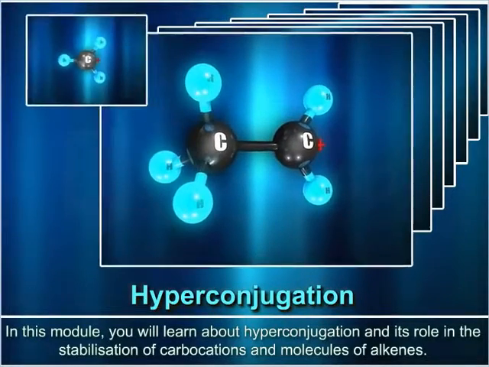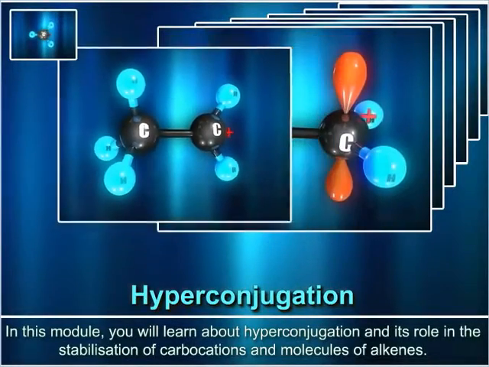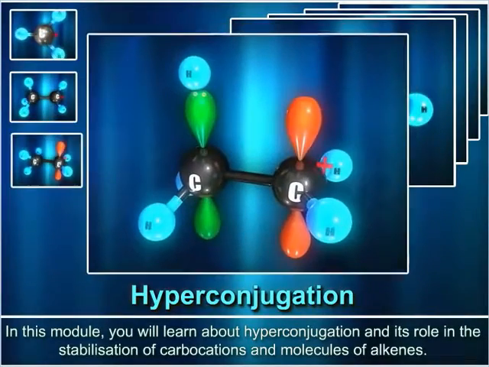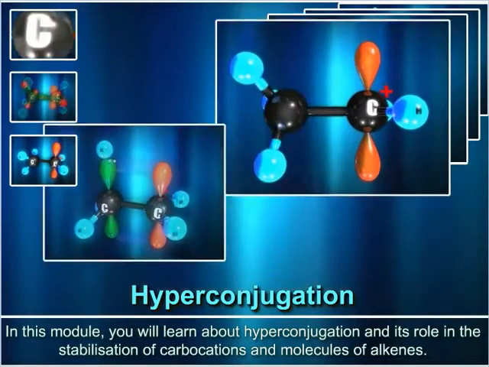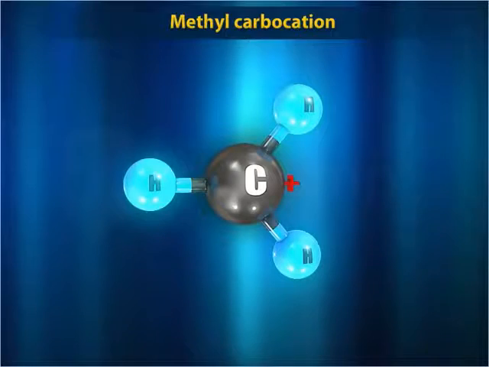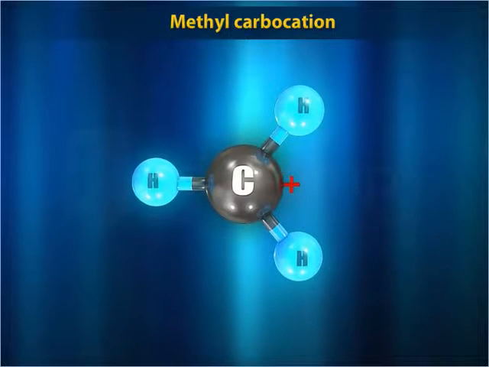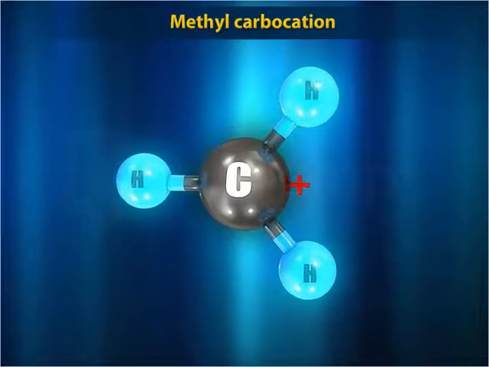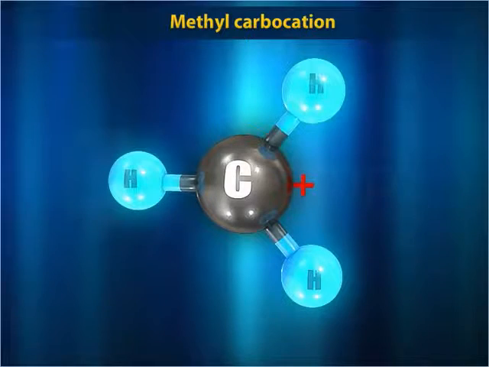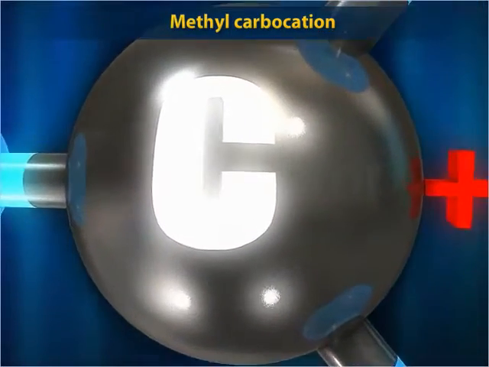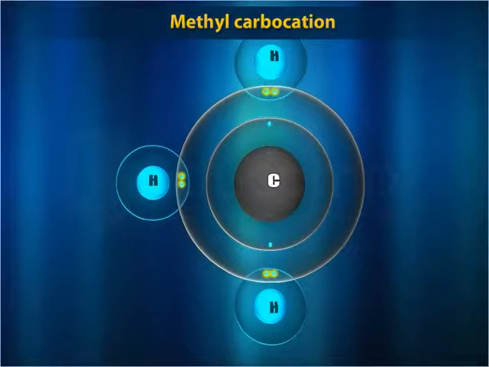Hyperconjugation. In this module, you will learn about hyperconjugation and its role in the stabilization of carbocations and molecules of alkenes. Let us begin the study of hyperconjugation by considering carbocations first. You must be aware that a carbocation is a chemical species bearing a positively charged carbon atom with only 6 electrons in the valence shell.